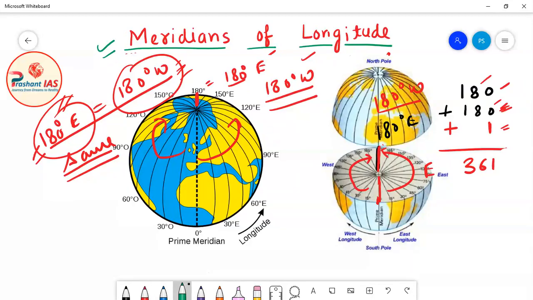So now we have to subtract that one. We have counted one extra, so now we have to subtract that one. So now the result will be 360, and this is the correct answer. So in total, there are 360 meridians of longitude. So all the students who have given their answer as 360, heartily congratulations to all those students.